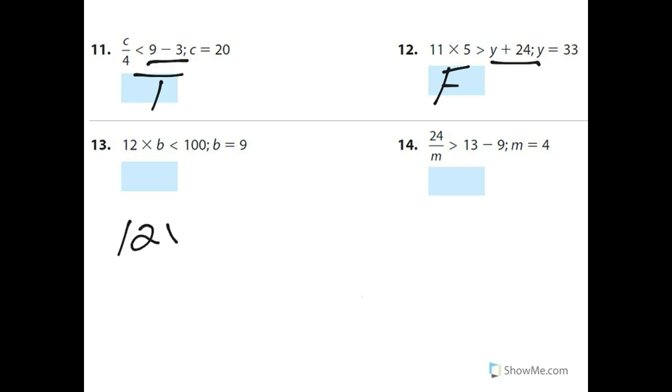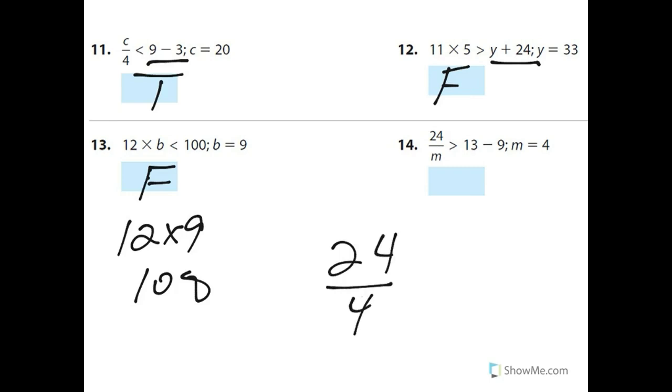Alright, so 12 times 9 is 108. Is 108 less than 100? No, that's false. 24 divided by 4 equals 6. 13 minus 9 is 4. Is 6 greater than 4? That is true.